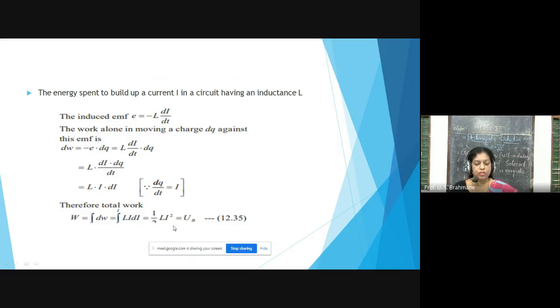This we have seen initially when we saw the definition of self-inductance. So we have got this equation. The same equation is there here. So this is nothing but equal to UB. It is called the UB. That is nothing but the energy stored in the magnetic field. So this is a very important equation, children. So refer to this, try to understand the concepts and study.